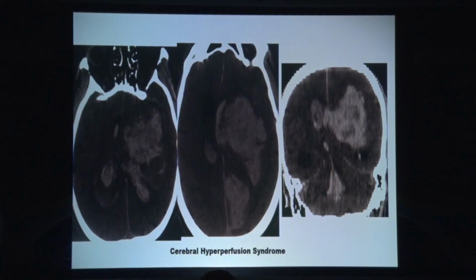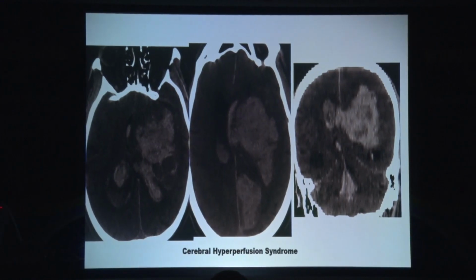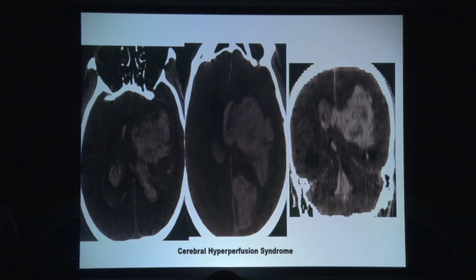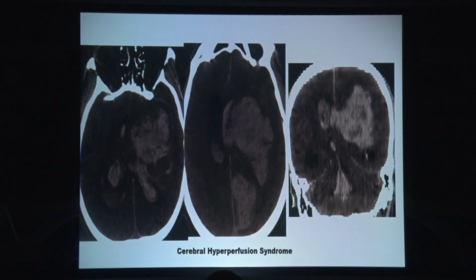So this is a classical example of a cerebral hyperperfusion injury. We did a stenting in one of the elderly patients, an 82-year-old patient, and he had a bleed 16 hours after the procedure because of uncontrolled hypertension. So this can be very catastrophic.